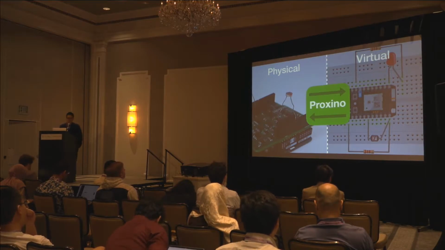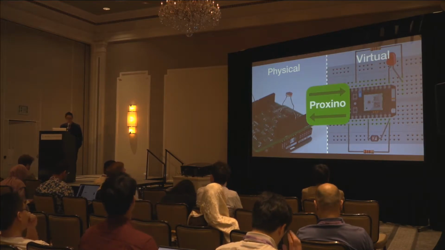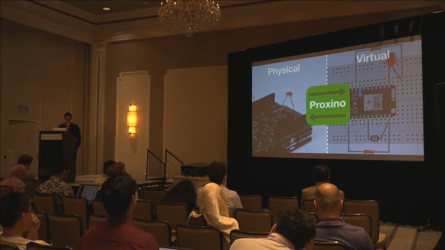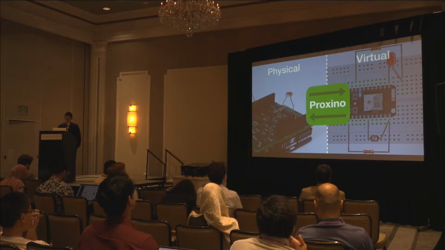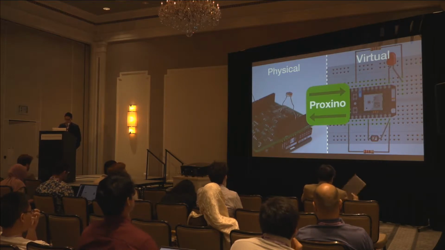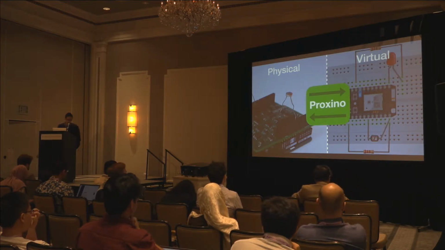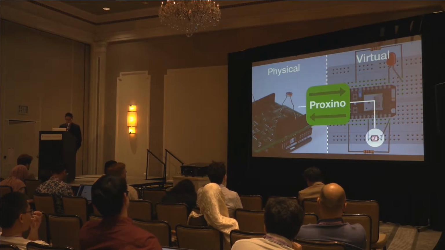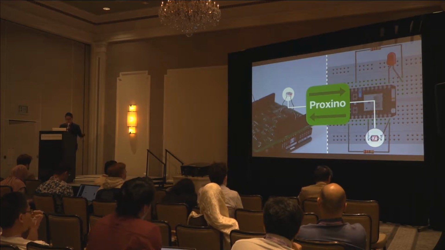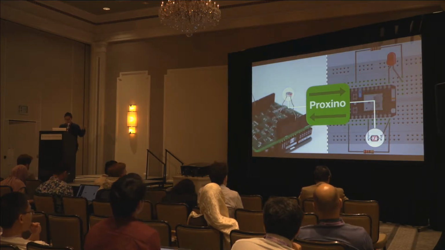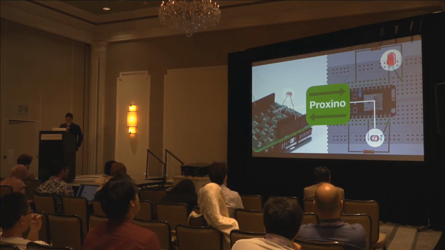To solve the disconnection problem, we created Proxino. It allows the user to create virtual circuits and interact with them both virtually and physically. At a high level, the concept works as follows. Once a virtual component is linked to a physical component, any change on the physical component is reflected on the virtual component, so that the virtual component behaves as it does in the physical world.